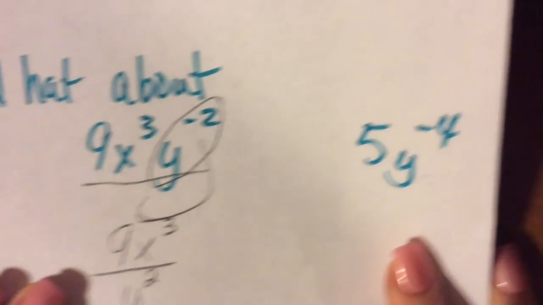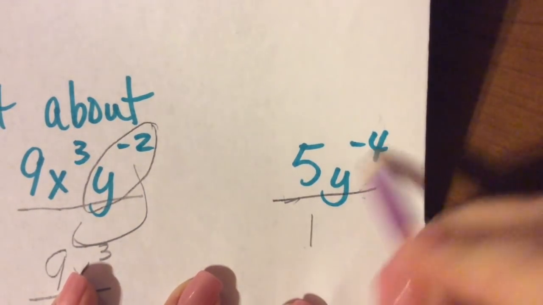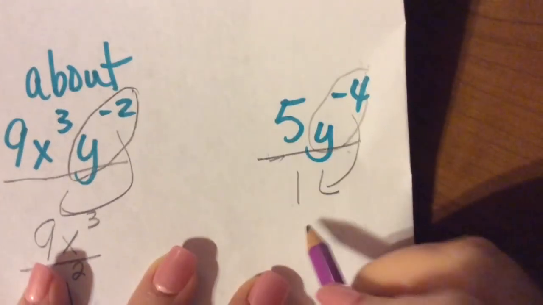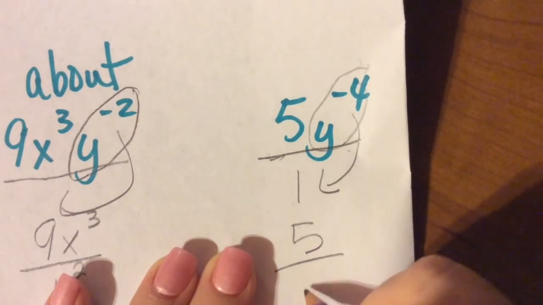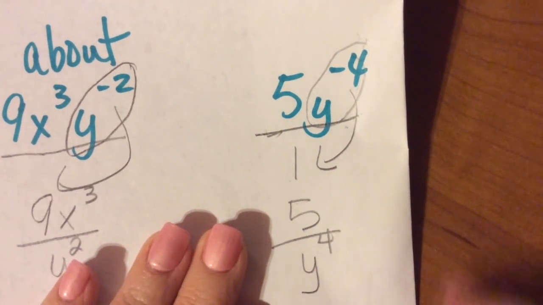Okay, let's try another. Same thing. Pretend we have a fraction. All this goes below. So it becomes 5y to the 4th power. Nothing else can reduce, so leave it there.